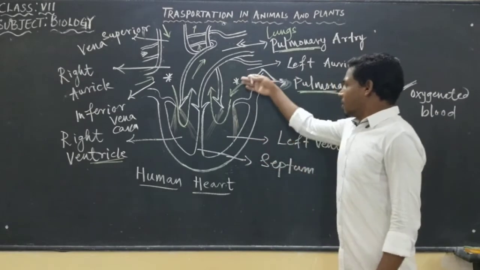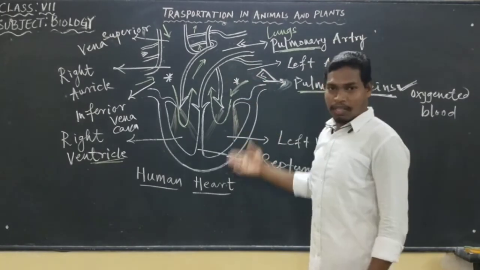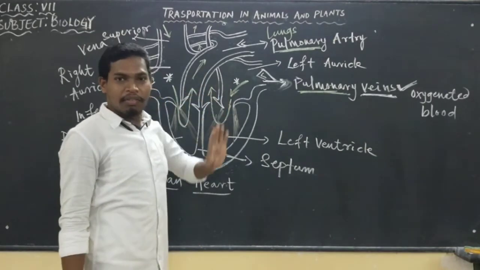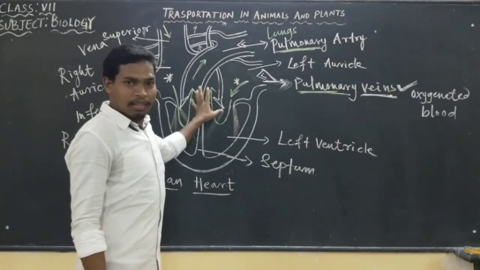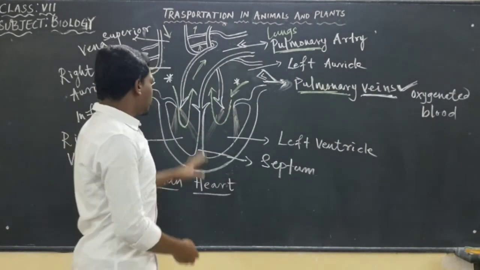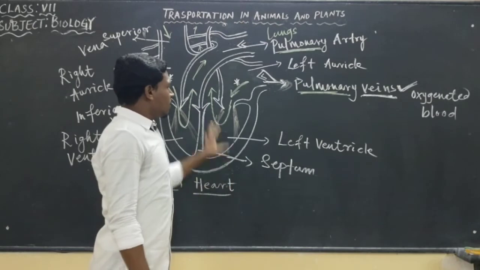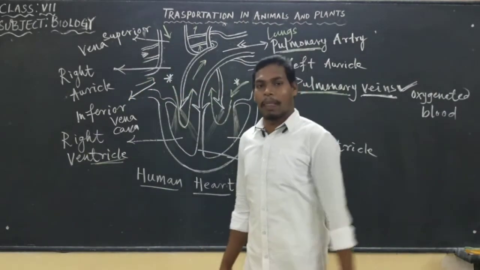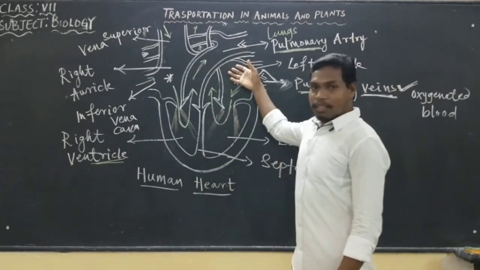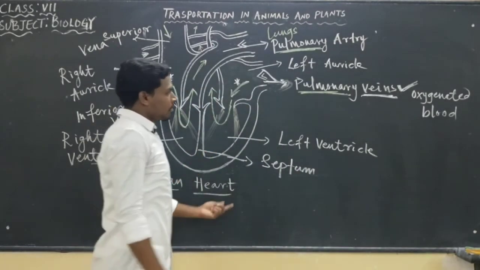Now here, when blood goes to the ventricles from the auricles, we know that the chambers of the heart are made up of cardiac muscles. Simply we can call them muscles. Now these muscles contract rhythmically. So the contraction of the auricles, followed by the contraction of the ventricles, generates the heartbeat.